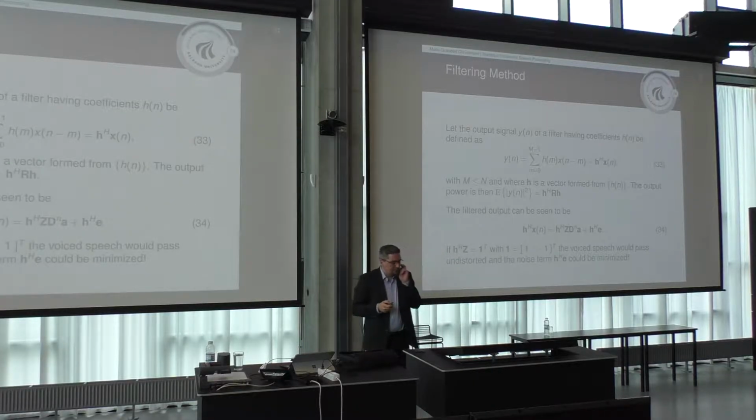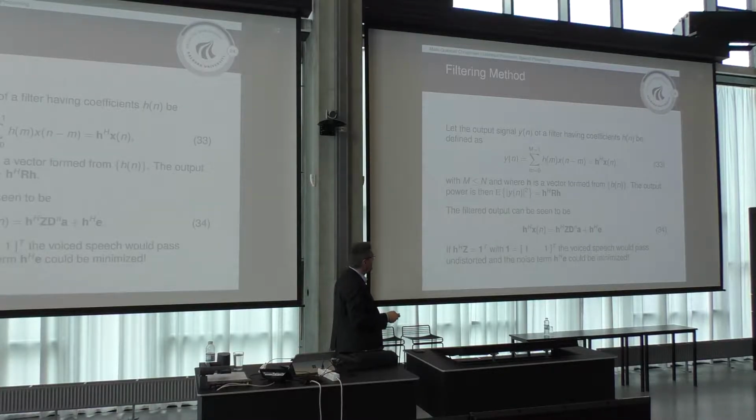We can also go differently about this problem. We can say, well, we'd like to filter our observed signal to form Y by a filter having impulse response H, and we can write that in matrix notation like that. We can then also see that the output power of the filter is given by H Hermitian transpose times R times H. Then if we apply the filter to our model, we get something like this, and from this we can make some observations.